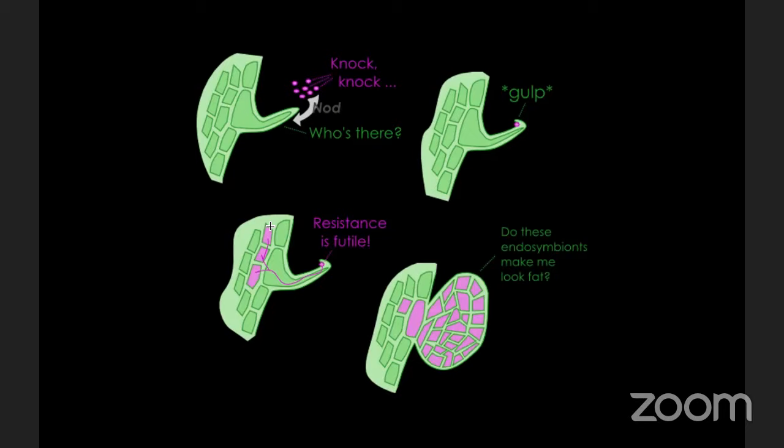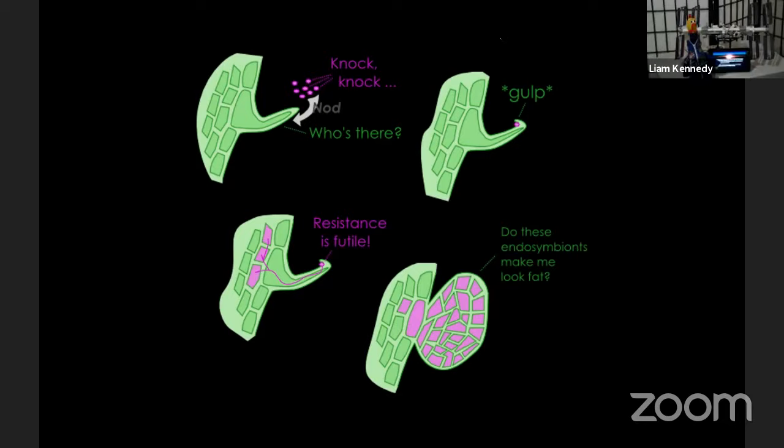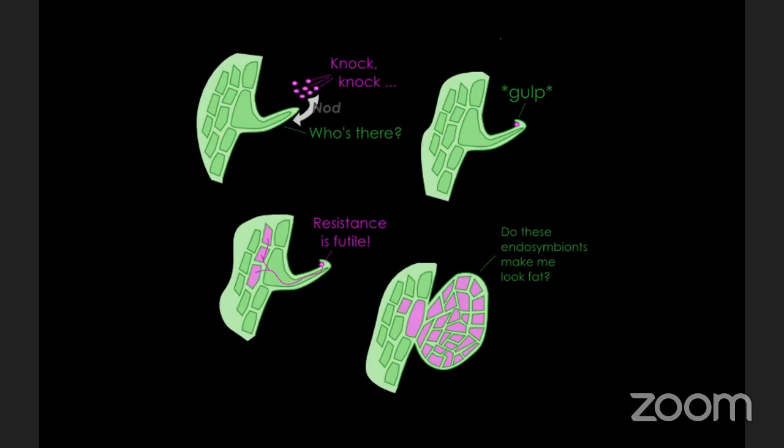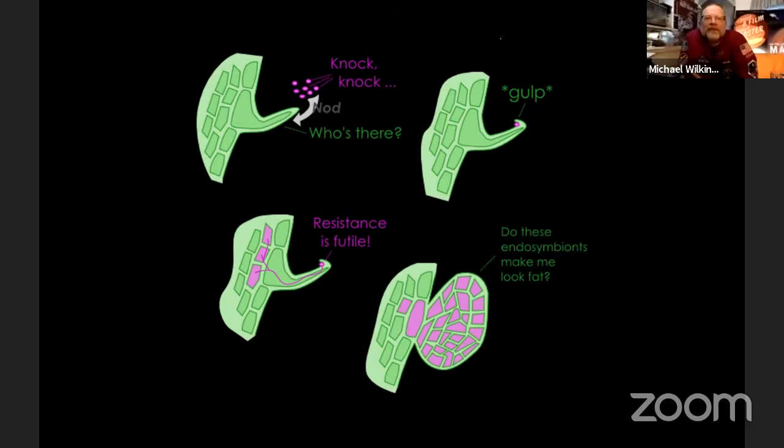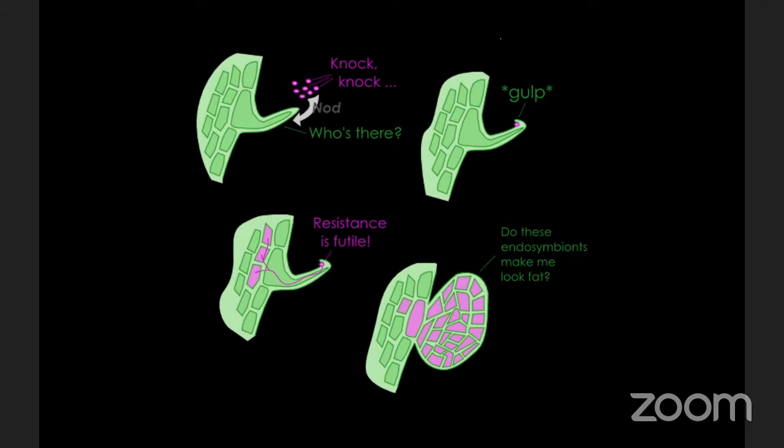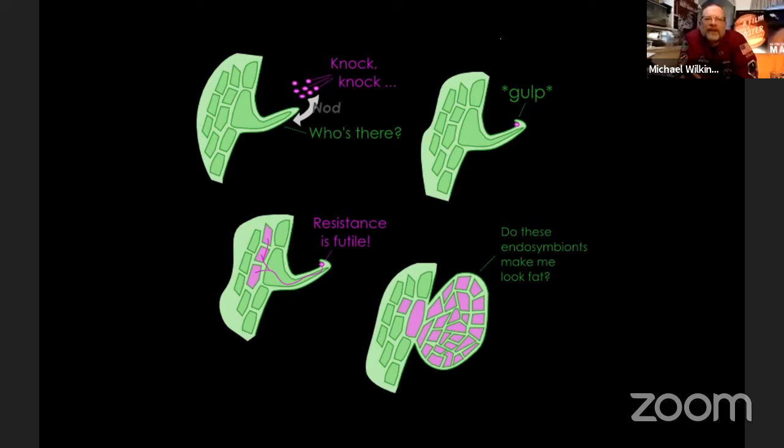It's perfect. And so this is our physiology. This is what's happening. That hook is an actual hook, isn't it? Yeah. And the knock, knock, those are the rhizobia. Right. And then we've got the nod factor. So then the root hair, the gulp, the root hair actually wraps around it.